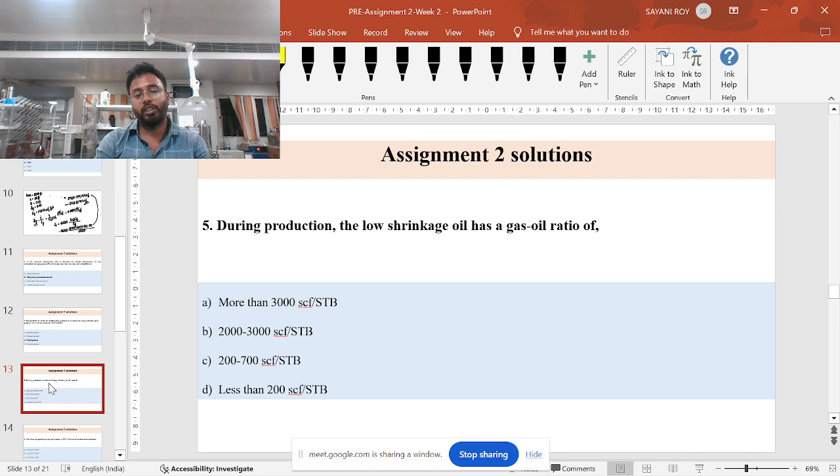During production, the low shrinkage oil has a gas oil ratio of option A more than 3000 SCF per STB, option B 2000 to 3000 SCF per STB, option C 200 to 700 SCF per STB, and option D less than 200 SCF per STB. Try to get an answer for this, and we'll also take a 5-minute break here so that you can rest and we can continue the class after 5 to 6 minutes.